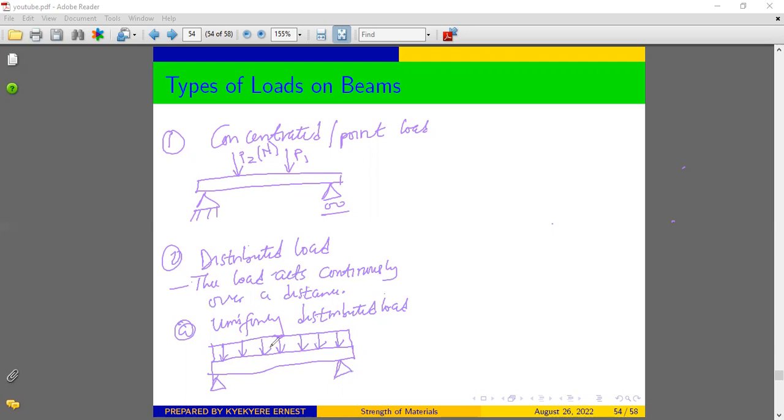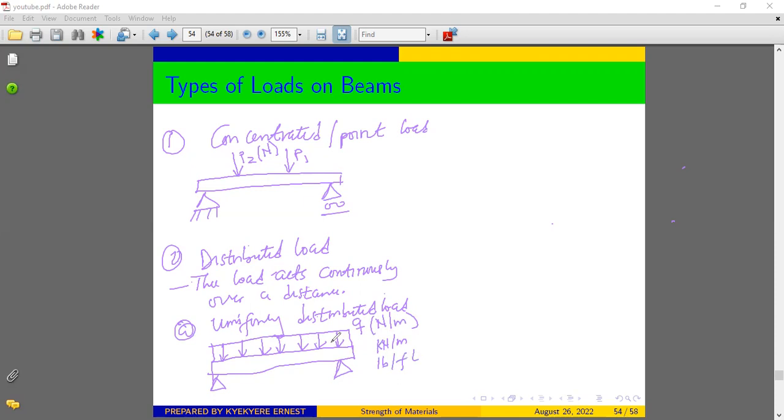The intensity of each of them is given in Newton per meter, or it can be kilonewton per meter. Or in the US system, it will be pounds per feet. So that is for a uniformly distributed load.